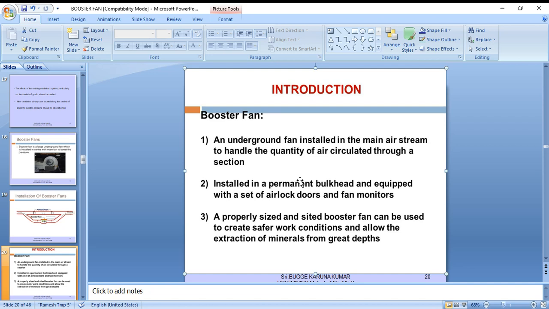A properly sized and sited booster fan can be used to create safer working conditions and allow the extraction of the minerals from great depths. So this is a major criterion.